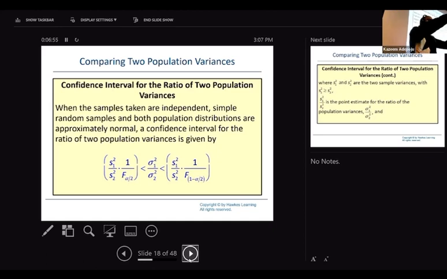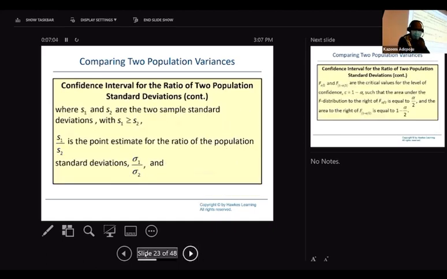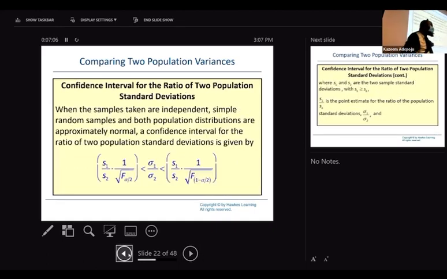If I want to talk about the ratio of the standard deviation, you know what is going to happen? I'm going to show you that one. You're going to find the square root of all of that. Take a look at this now. This is when I'm talking about the ratio of standard deviation. It's just the square root. Take a look at that.